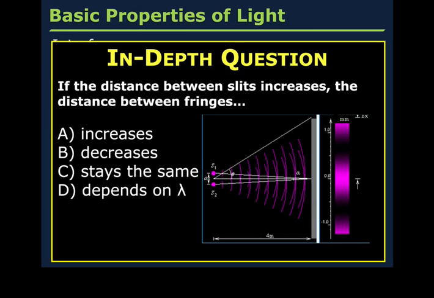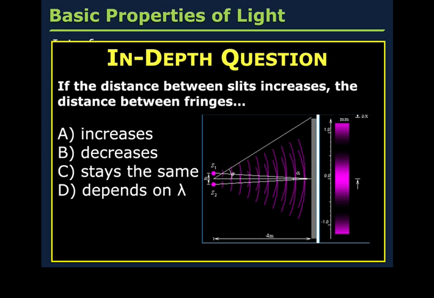So this is a more in-depth question to think about a little bit. If the distance between two slits increases, so in this illustration, we have two slits, S1 and S2, separated by a distance A, and we're passing light through it to project onto a screen on the right-hand side. If the distance between those slits increases, the distance between the interference fringes is going to what? Is it going to increase as we put the slits further apart? Is it going to decrease as we move the slits further apart? Is it going to stay the same, or it doesn't matter, this is going to depend on wavelength, and I haven't told you the wavelength of the light yet?